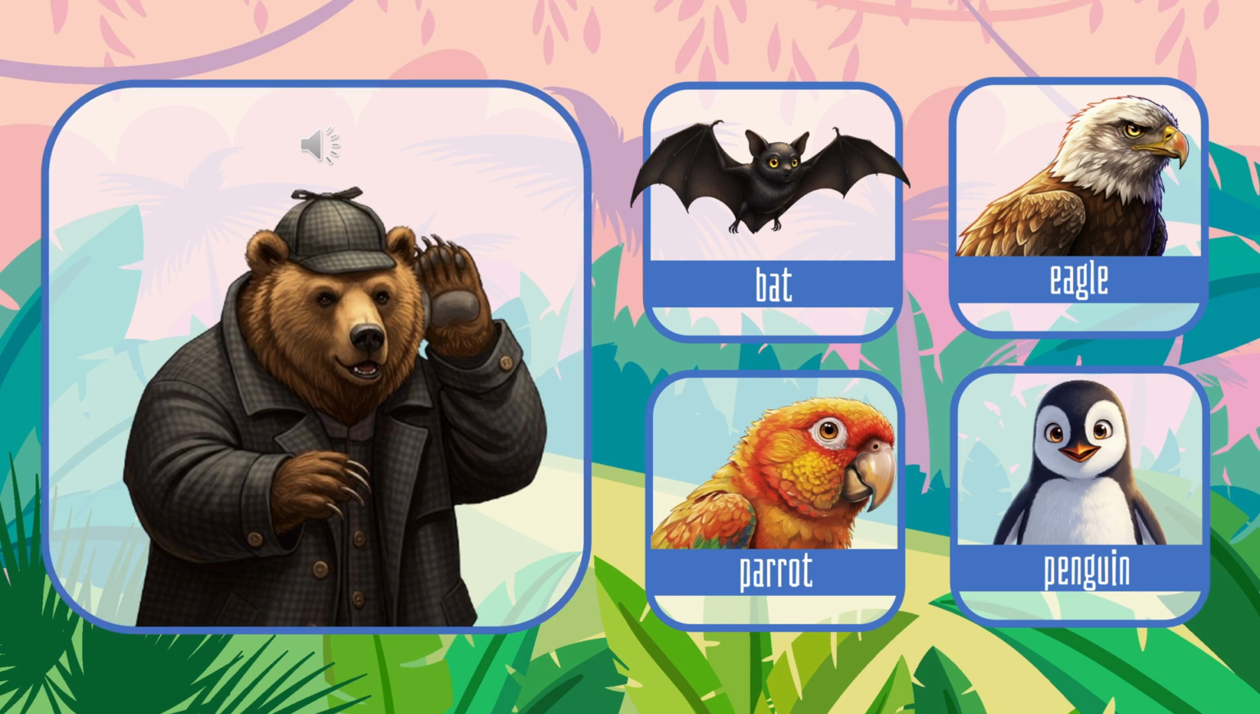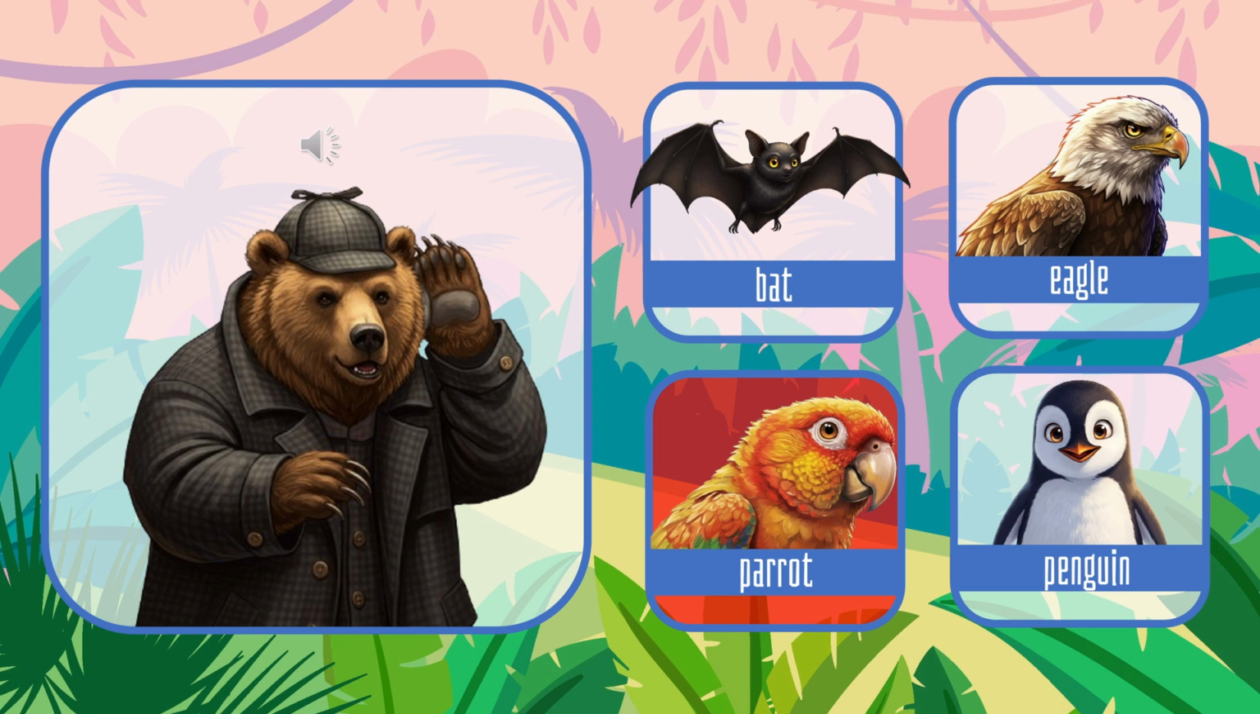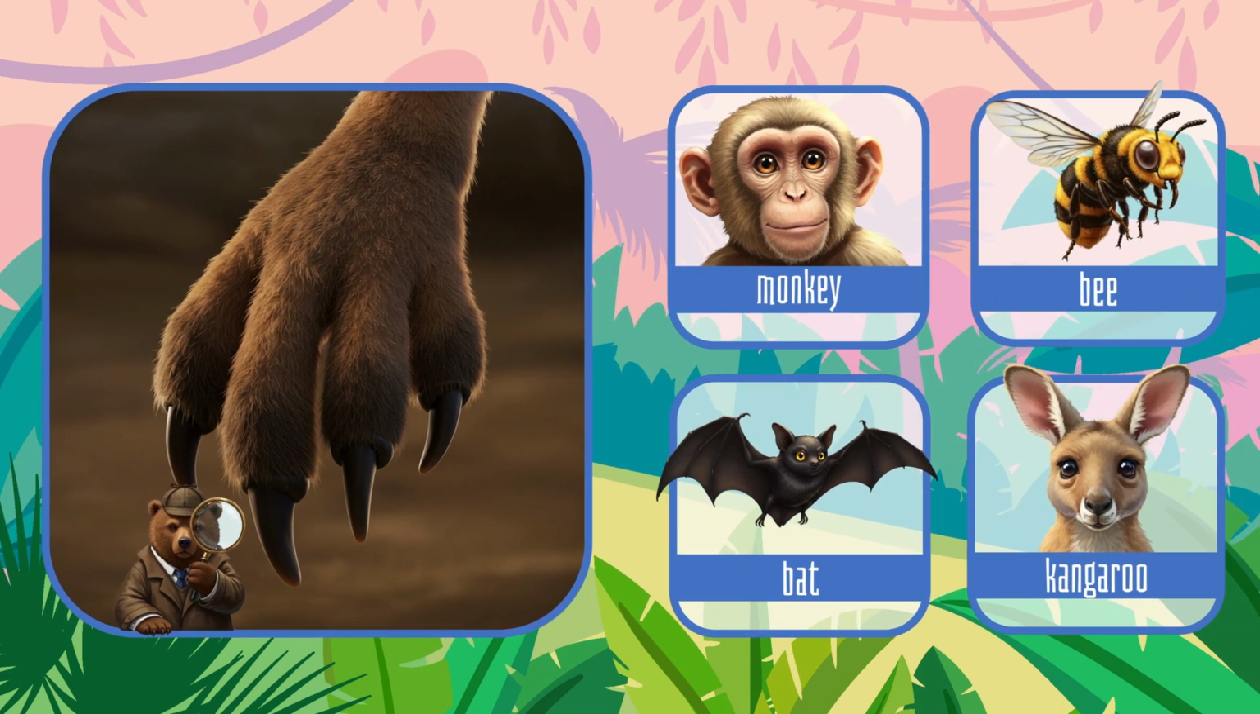So again, you can elicit answers from the students. Well, first of all, read the vocabulary to the students, listen to the audio clip, and then elicit answers. And then you can reveal the correct answer. In this case, it's a parrot. And let's go to the next one.